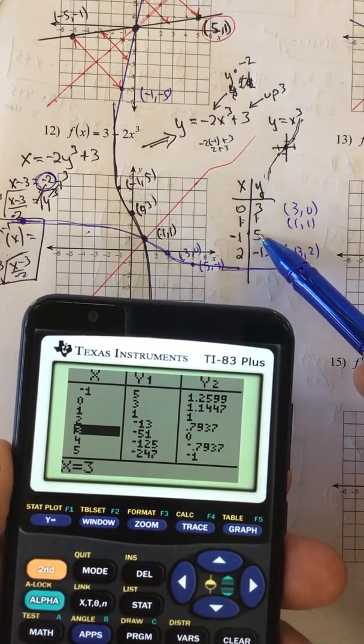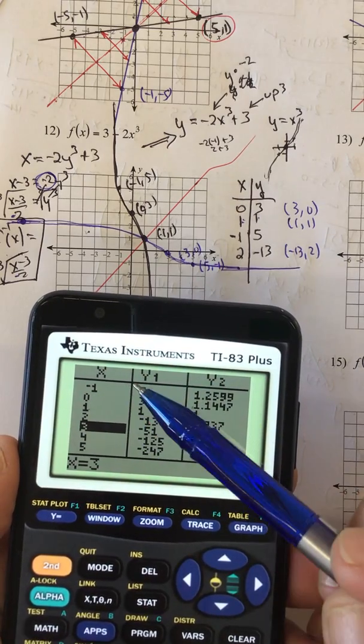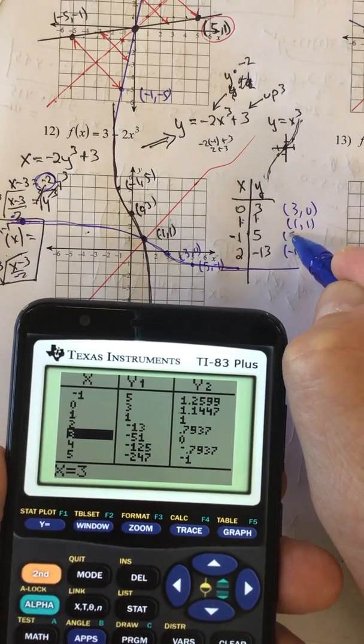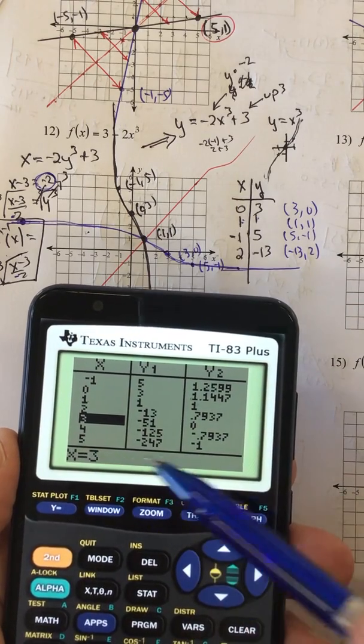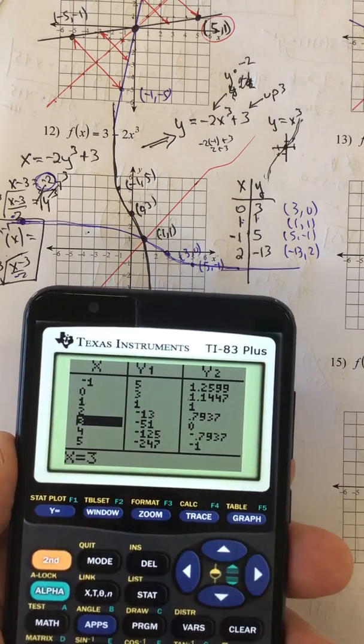And then (-1, 5), there's the (-1, 5). (5, -1) should also be on there. See, there's (5, -1).